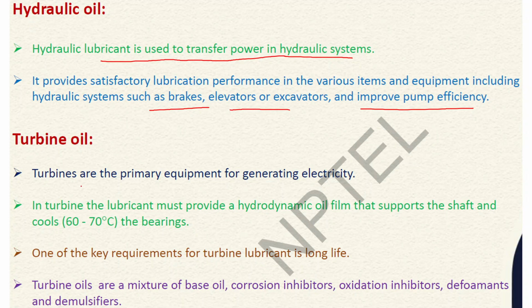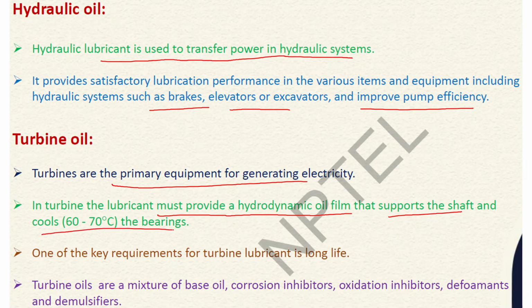Then coming on to the turbine oil. Turbines are the primary equipment for generating electricity. In turbines, the lubricant must provide a hydraulic oil film that supports the shaft and cools the bearing. So this turbine oil is mainly used for cooling of the bearings and to support the shaft. One of the key requirements of the turbine oil is long life, at least up to 10 years. Turbine oils are a mixture of base oil, corrosion inhibitors, oxidation inhibitors, defoamants, and demulsifiers.